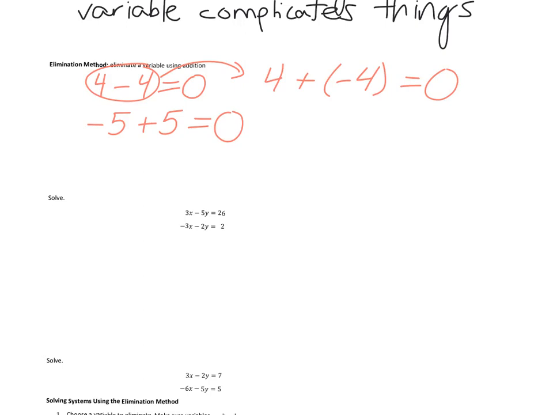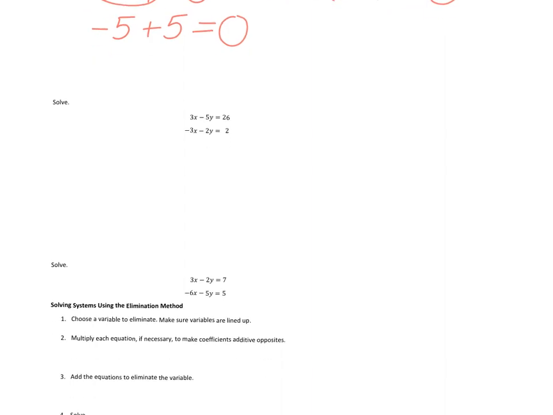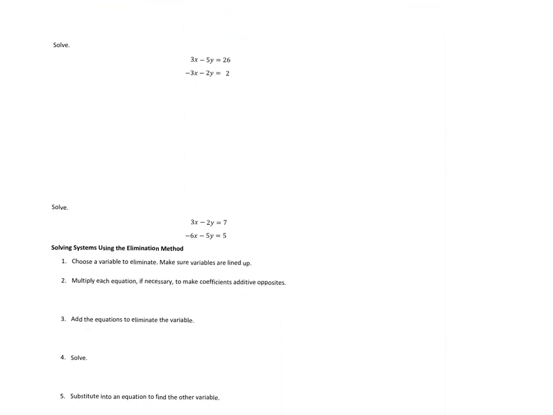Okay, so let's see a really basic example of the elimination method, and then we'll look at something more complicated. In this example, we're asked to solve the system, and I'm looking at the 3 and the negative 3, and I know those are additive inverses.